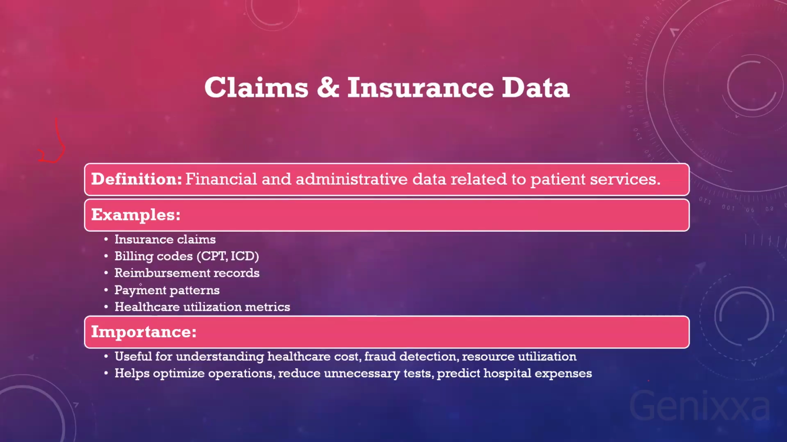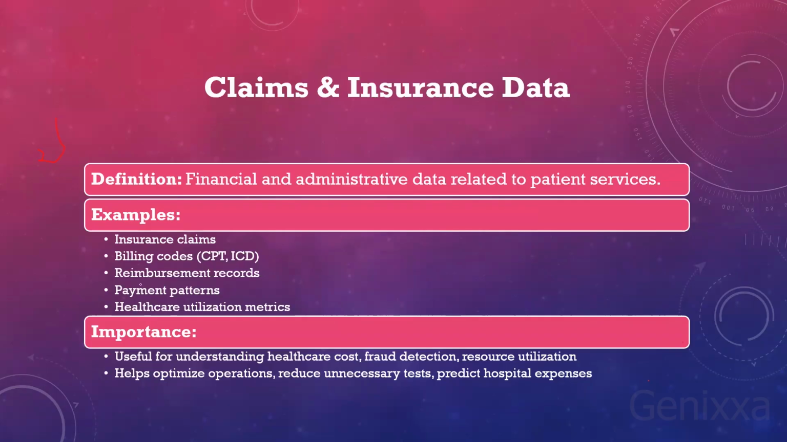There is one easier application also to work with, such as claims and insurance data. This mainly includes financial and administrative data connected to various patient services available in hospitals or clinics at a larger scale. It could be useful in maintaining insurance claims, or we can predict billing codes easily.